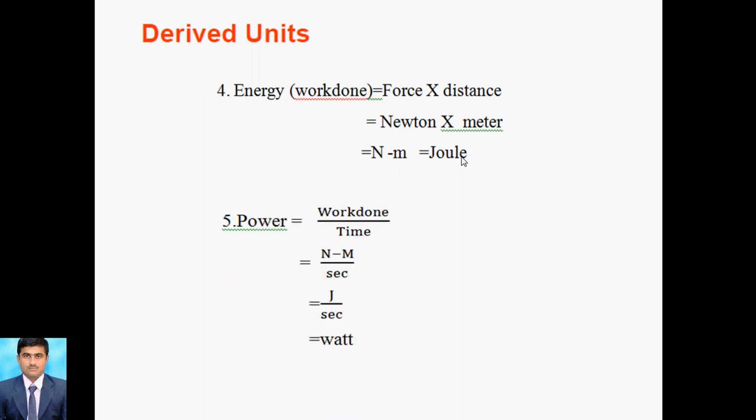The next point is regarding power. Power is nothing but work done upon time. Work done is nothing but energy, so the unit is Newton meter. We can take that as it is, and for time it becomes seconds. As you know, Newton meter is nothing but joule. So we can say joule per second, or in SI unit it is watt. Watt is also the name of a scientist. So here the power we can express in terms of Newton meter per second, joule per second, or watt. So this is about power.